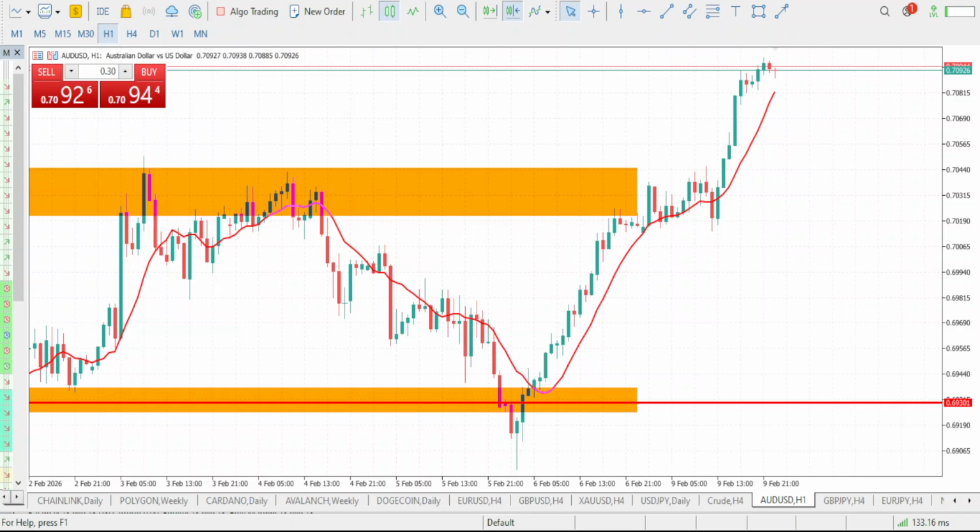Let's take a look at what we are going to be expecting for the day on our WTI crude oil, on our AUDUSD, by the way.